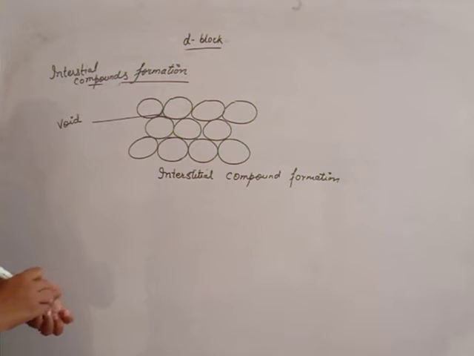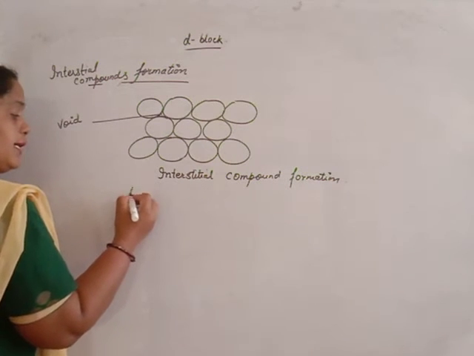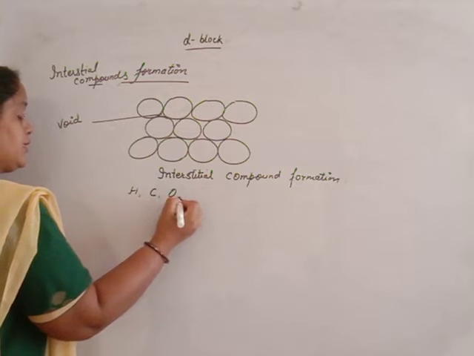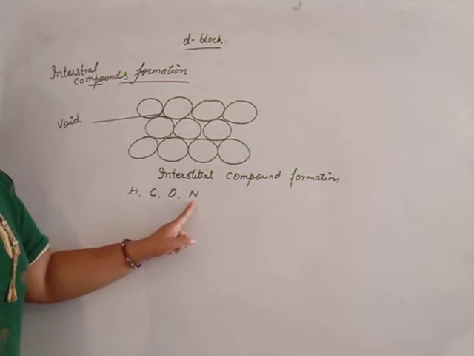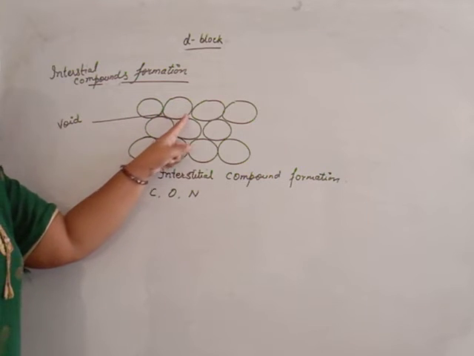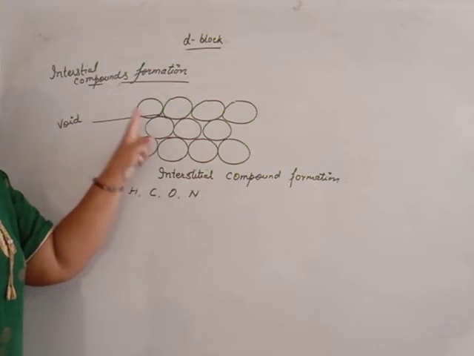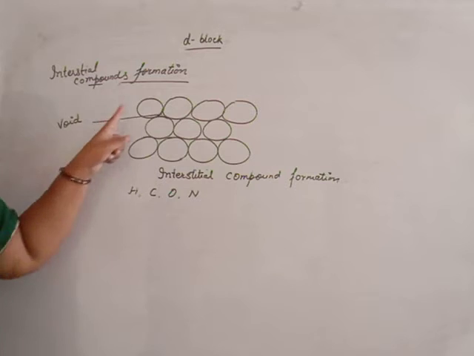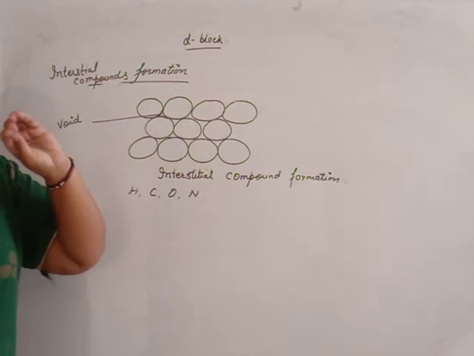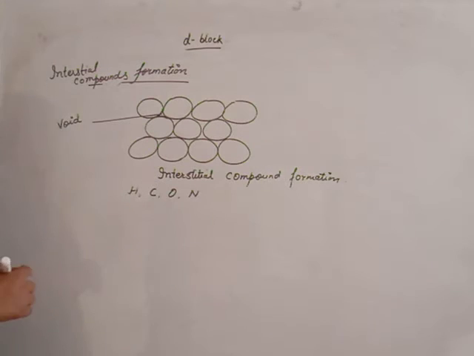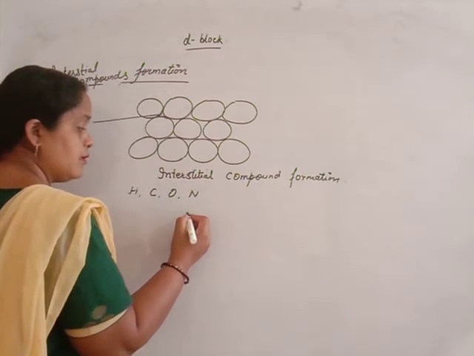Interstitial compound formation. Very smaller atoms like hydrogen, carbon, oxygen, nitrogen, due to their smaller size, they fit in the voids of d block element, and property is slightly improved. Beta, you see one example, that is the steel.